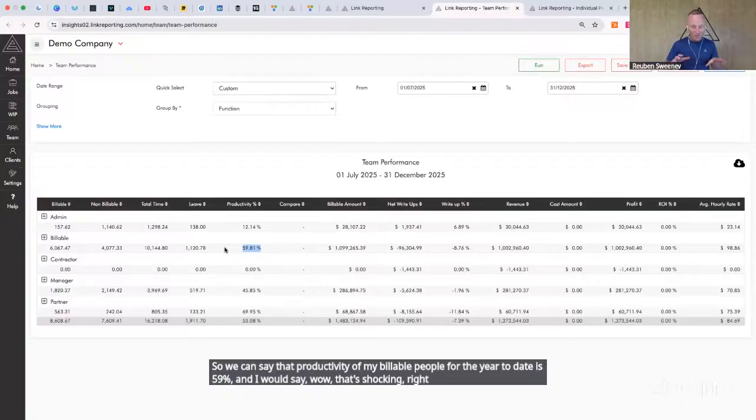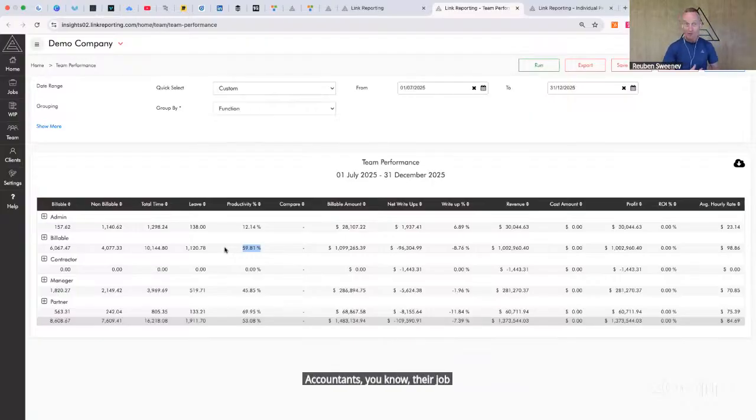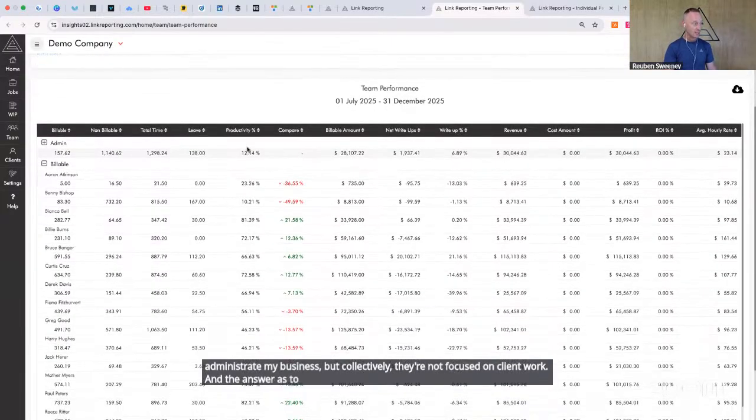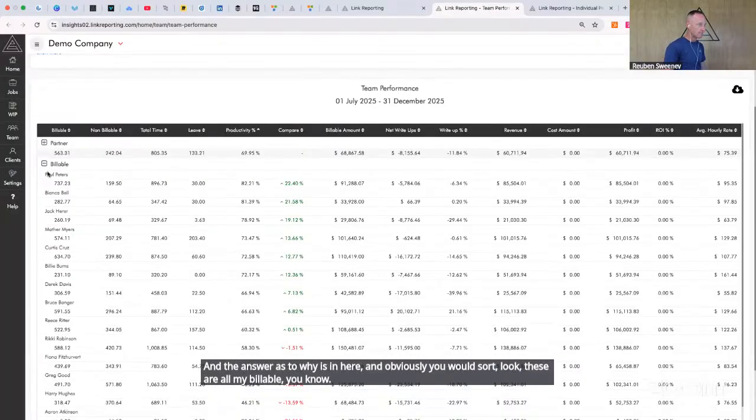These are our on-the-tools accountants. Their job is to generate revenue for me and not administrate my business. But collectively, they're not focused on client work. And the answer as to why is in here. Look, these are all my billable accountants, and there are people here who are very clear about what they do for a living.